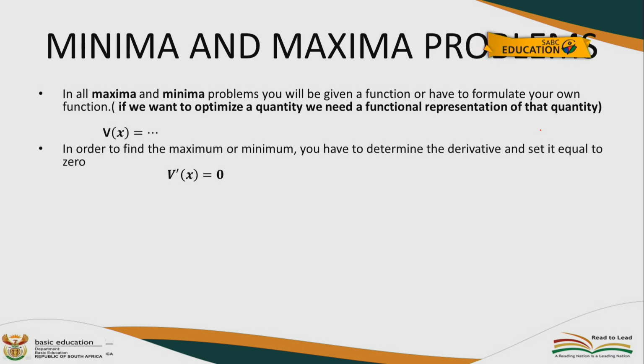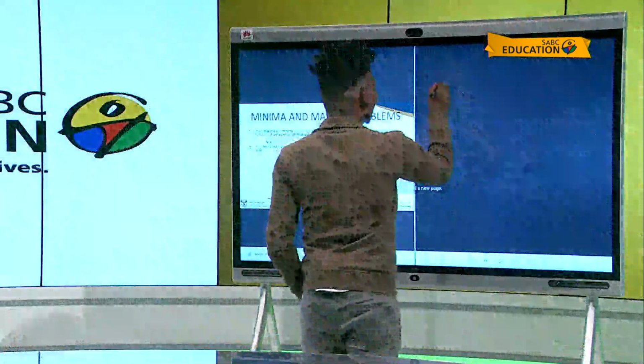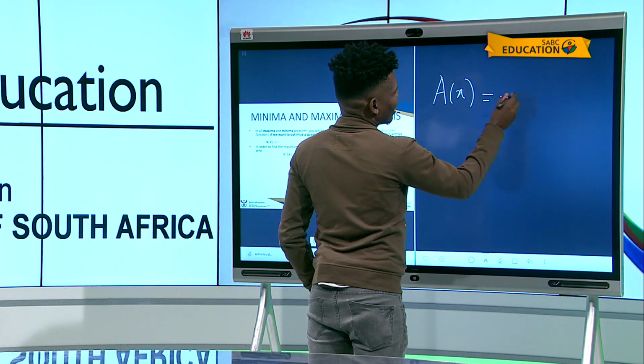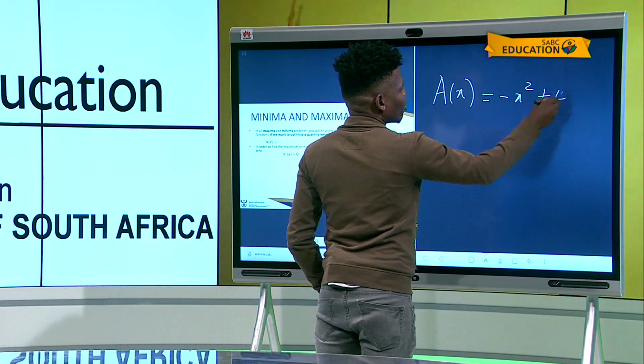Get a functional representation of this quantity. In order to find the minimum or maximum of this quantity, you are going to determine the derivative and set it equal to 0. So now let us go back to the earlier example that I've given you guys. I said that our area as a function of x is given as negative x squared plus 4x.